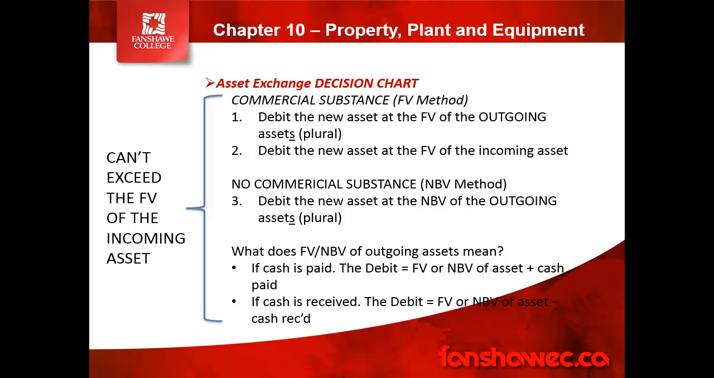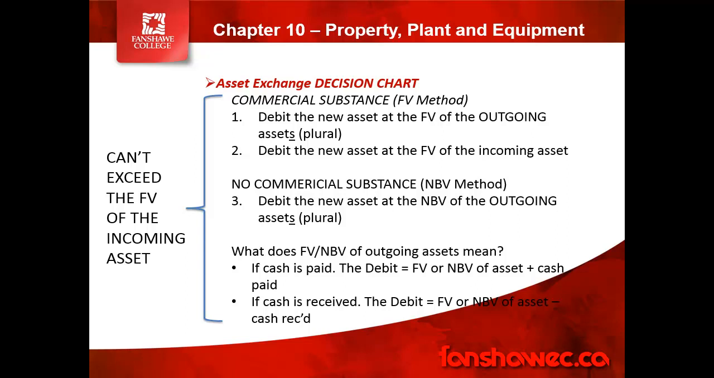The reason being is we don't want to artificially inflate the value of these assets and set them up on our books for more than they're actually currently worth. Because then you're creating a situation where you might need to test it for impairment and impair the value down regardless. Okay? So the debit to that new asset cannot exceed its own fair value, regardless of which one of those 3 options you choose.